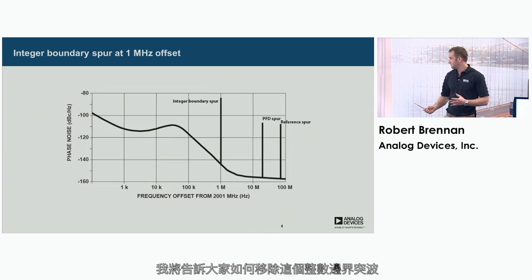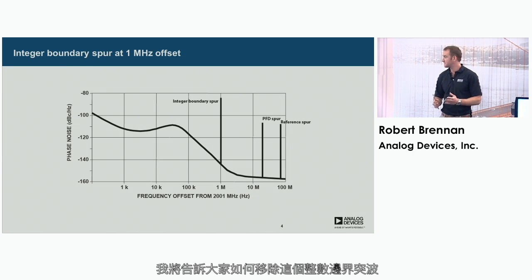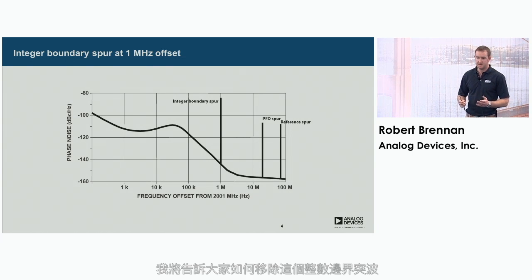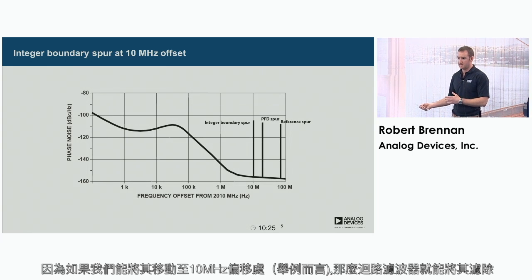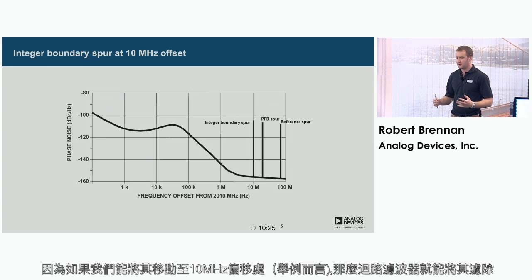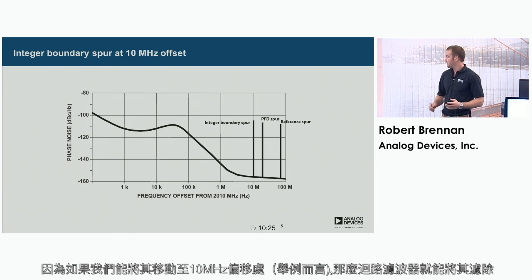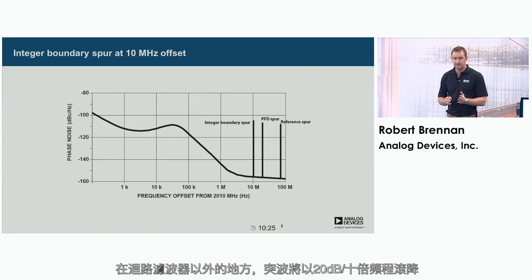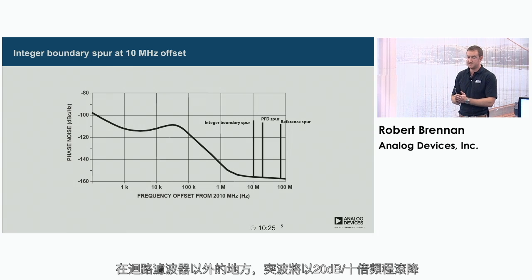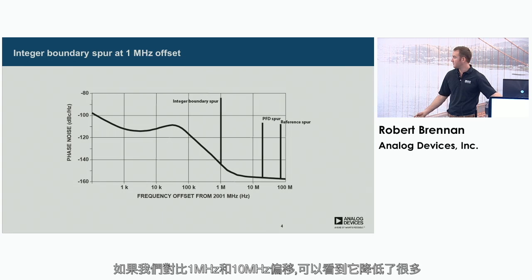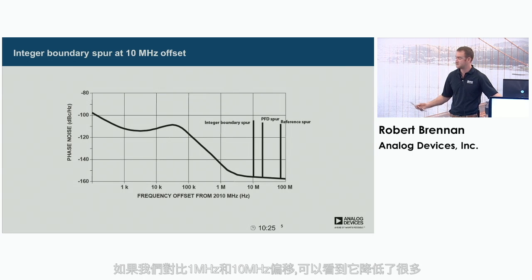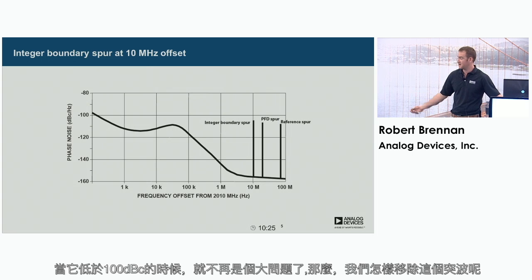So what I'm going to show you is how we can move that integer boundary spur, because if we move it to, say, a 10 megahertz offset, the spur gets filtered by the loop filter. The spur rolls off once it's outside the loop filter at 20 dB per decade. So if we compare the 1 megahertz and the 10 megahertz offset, we can see it's much lower and much less likely to be a problem here where it's less than 100 dBc.